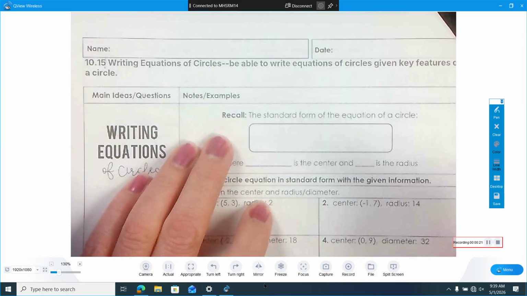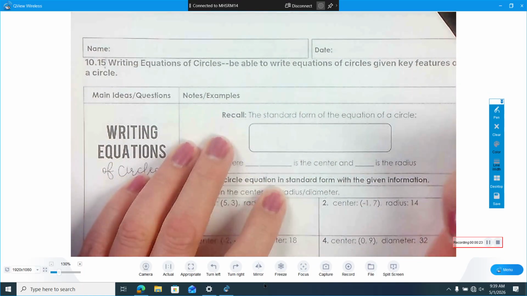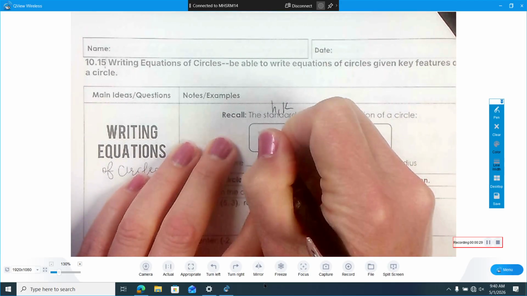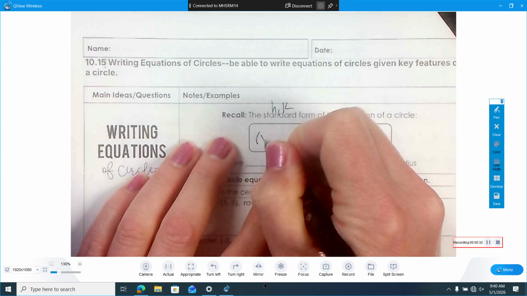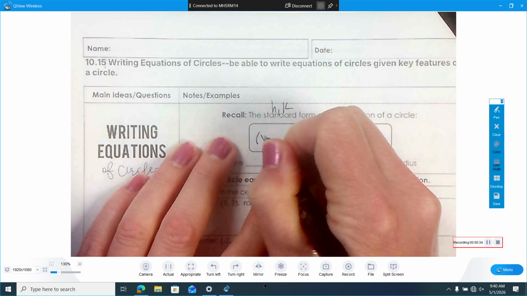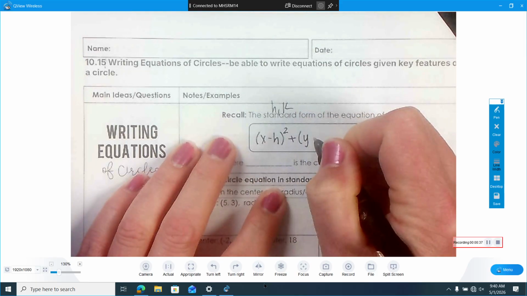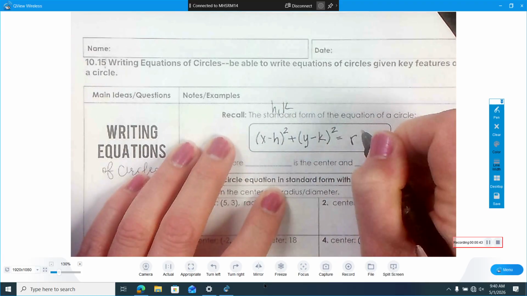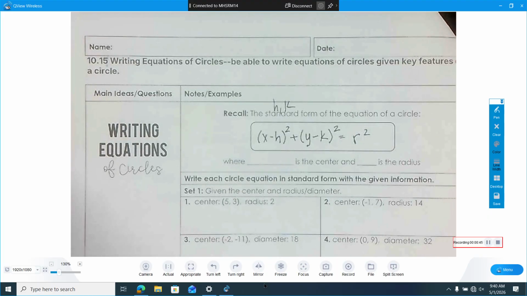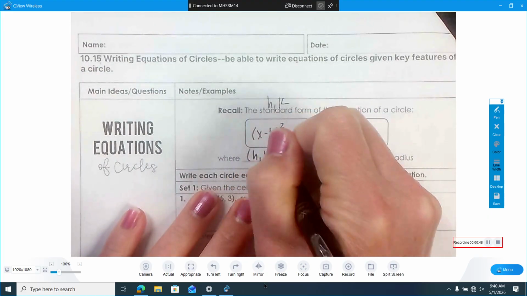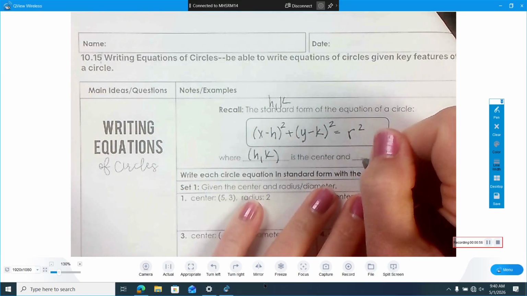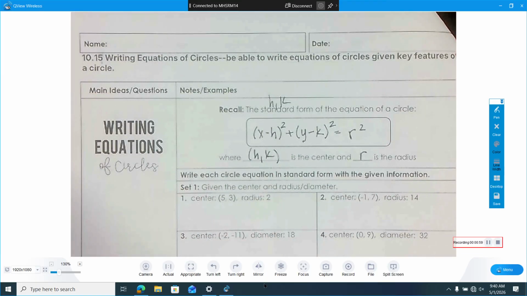And so just to remember here, what was the standard form equation of a circle? Standard form having h's and k's. What was that form? X minus h quantity squared plus y minus k quantity squared equals the radius squared. Okay, where h comma k is the center. So again, they change signs, and the center is the center, and r is the radius.